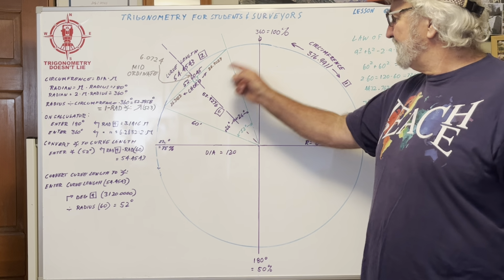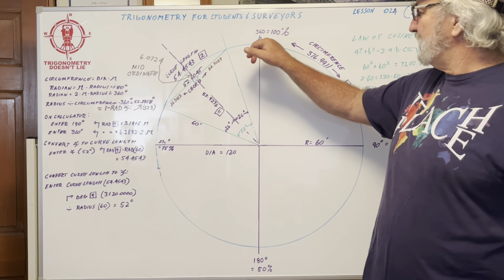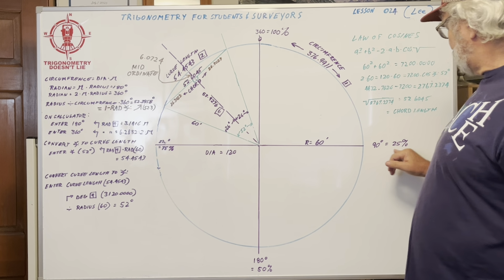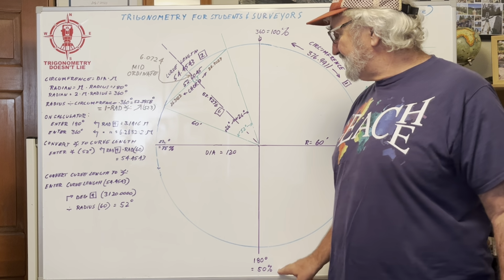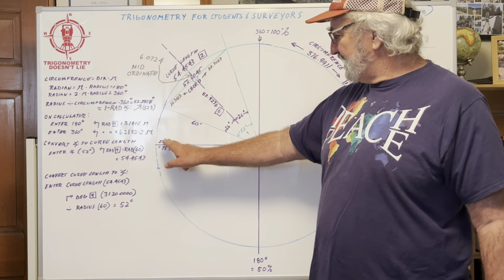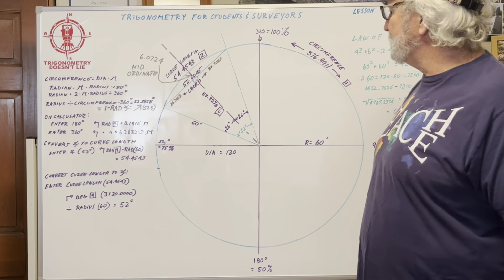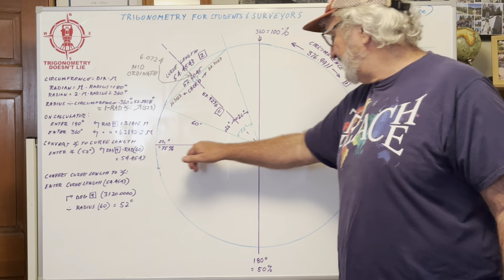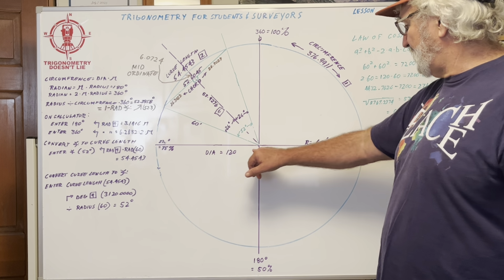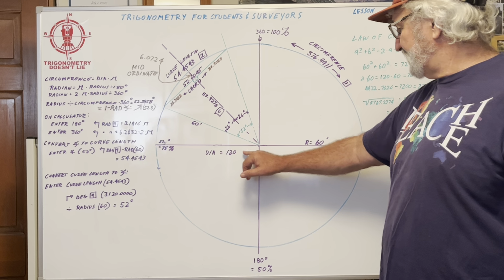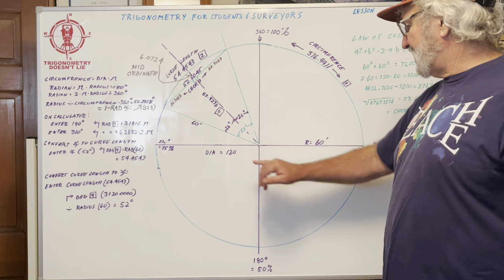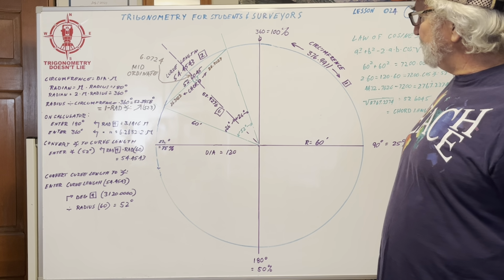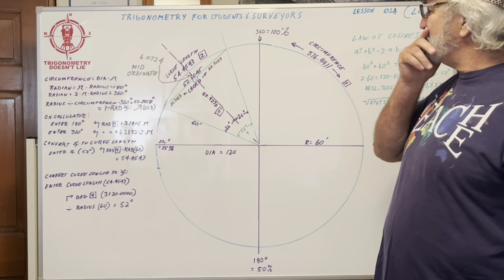So a full circle is 360 degrees, and that's 100% of the circle. 90 degrees is 25% of the circle. 180 degrees is 50% of the circle. 270 degrees is 75% of the circle, and so on and so forth. In this particular one, we have a diameter of 120, we'll call it feet, call it meters, call it miles, whatever you want to call it. Diameter is 120, so half of that is the radius, and that's 60. So we have 60 feet.